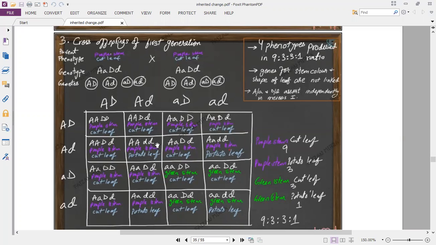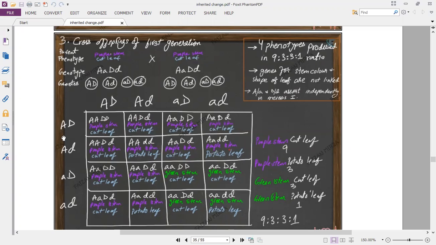You draw four boxes, and this time the four boxes will be actually 16 squares, so you have 16 squares. You just cross each and you place them together. Since the genes are not linked, we'll be placing them in alphabetical order, and we'll place the dominant allele first. So AD when crossed with AD will form capital A, capital A, capital D, capital D. The next will have capital A, capital A, capital D, small d.